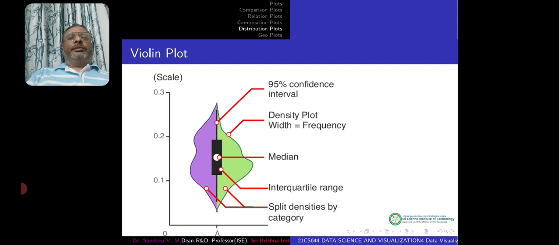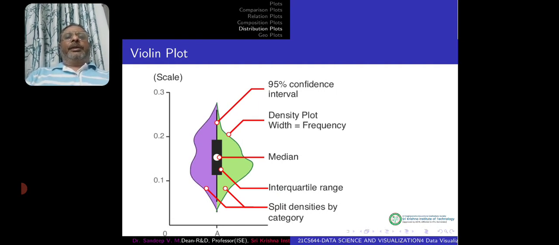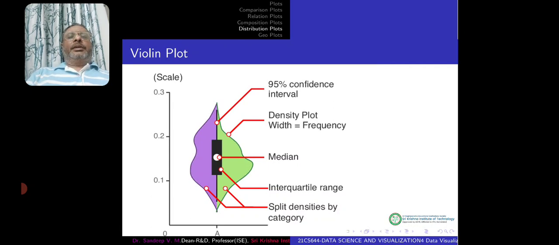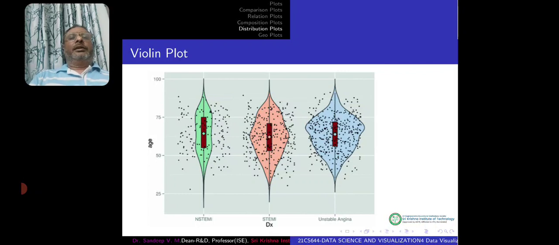Here, two types of densities we have plotted. One for one particular parameter in purple and another parameter with the green, so we can distinguish easily how they are distributed using the shape, widths, and all that. So that's an advantage of working with the violin plot.